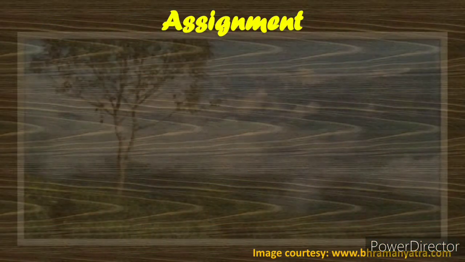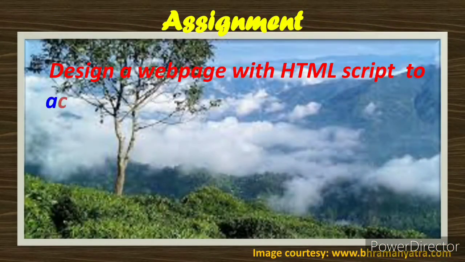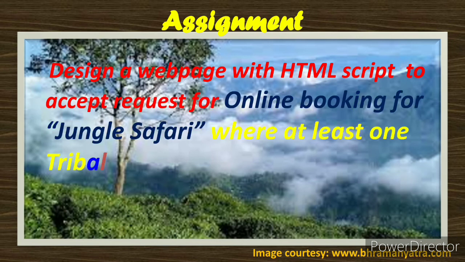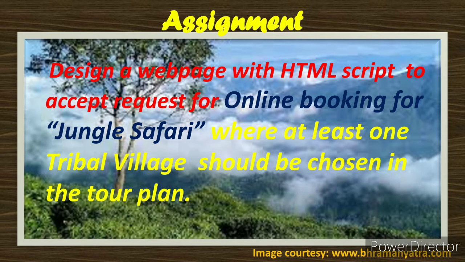Now based on that, we are going to give you the assignment, and the assignment is very simple. Actually, we are going to have a similar type of assignment to the one you were given last week, but in this case this is not only travel and tour, this is online booking for a jungle safari, where at least one tribal village should be chosen in the tour plan. That means there may be a collection of tribal villages coming on the trekking or jungle safari route, but you have to include at least one of the tribal villages available in the list. I think you can also understand the purpose, so that you can use that required command, and you can also use the multiple command or tag within your HTML scripting.